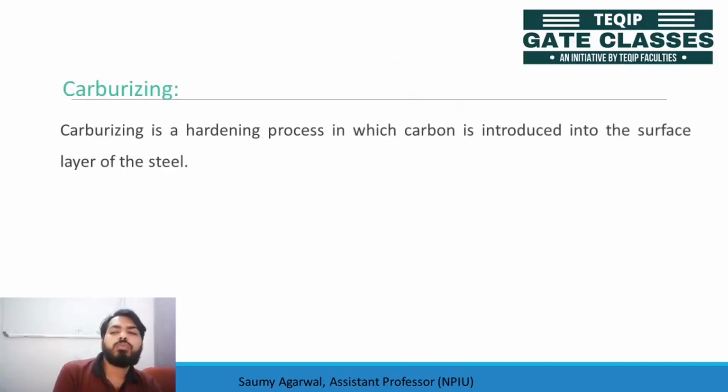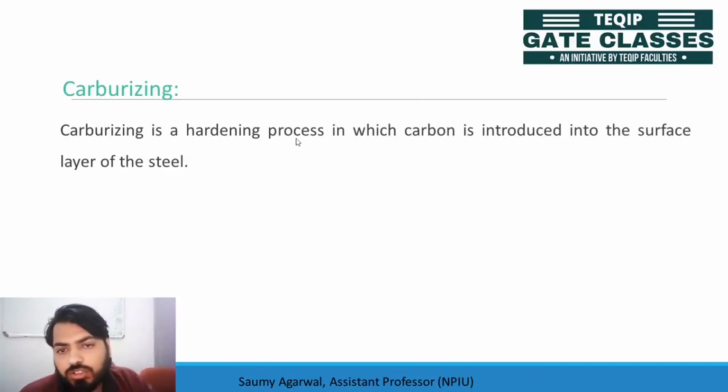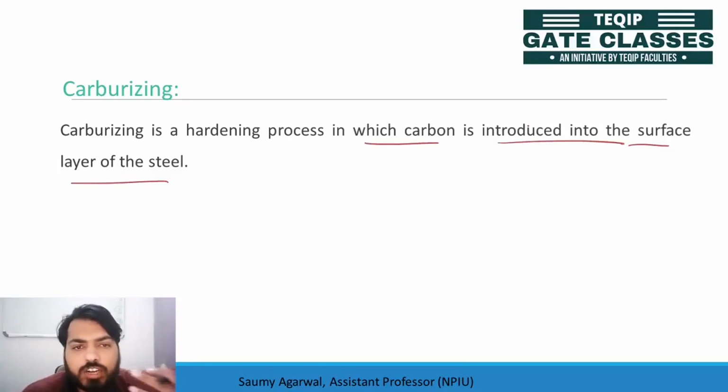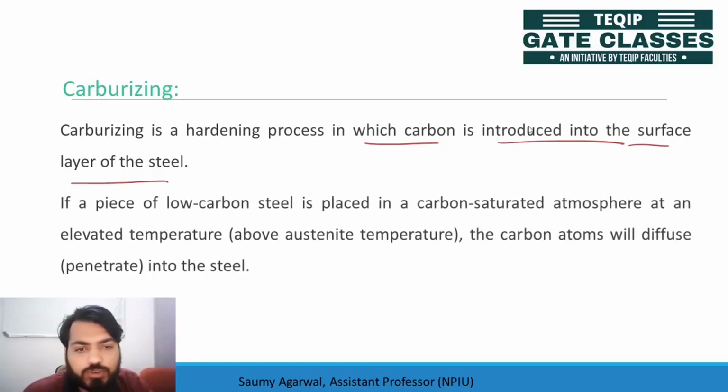So what we do in carburizing is a hardening process in which the carbon is introduced into the surface layer of the steel, okay. So on the layer of the steel, what you do is you diffuse the carbon, okay. So you diffuse the carbon on the layer of the steel. So how do you diffuse it, okay.